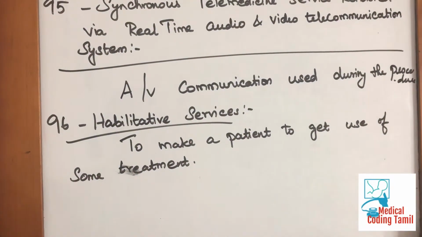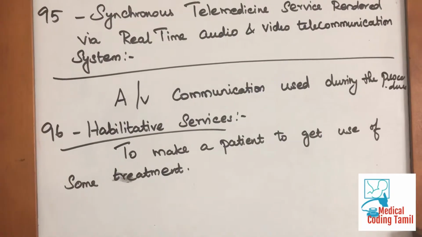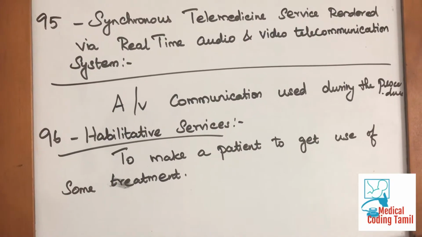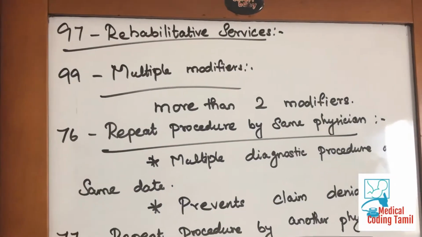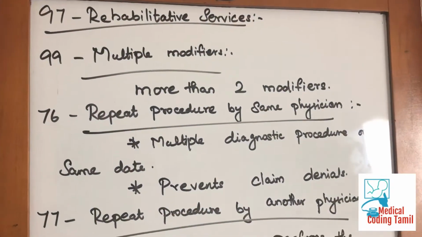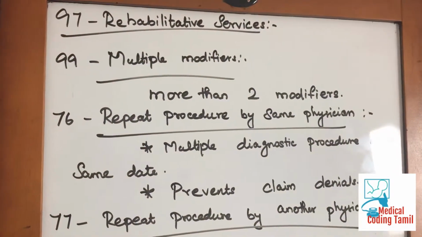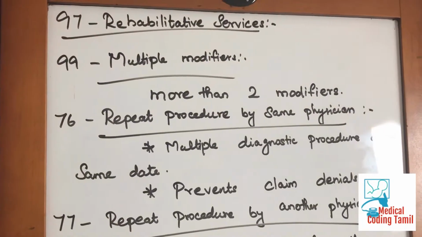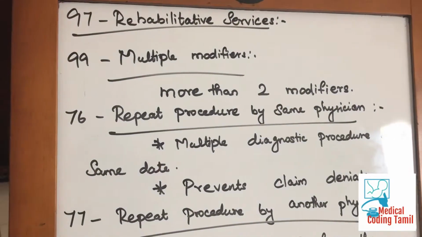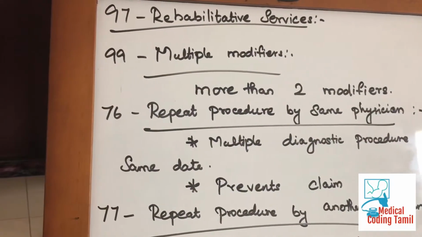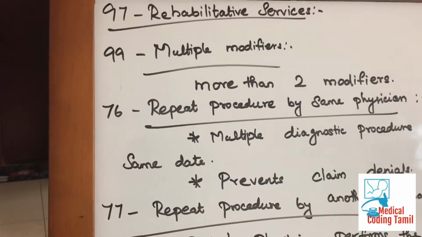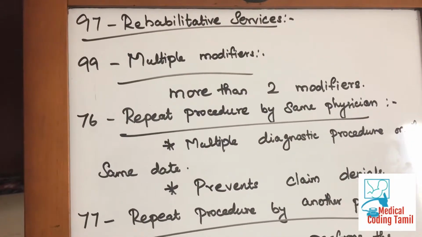By that time the surgeons will ask for help or suggestions from doctors abroad. So at that time modifier 95 is used. Modifier 96 is for rehabilitative services, which means to help the patient get used to some treatments.